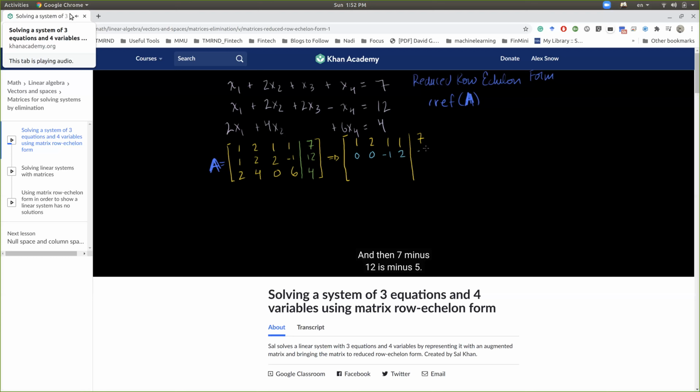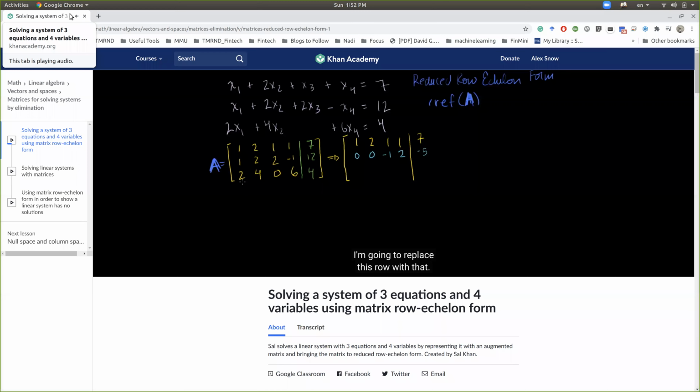All right. Now I want to get rid of this row here, or I don't want to get rid of it, I want to get rid of this 2 right here. I want to turn it into a 0. So let's replace this row with this row minus 2 times that row. So what I'm going to do is this row minus 2 times the first row. I'm going to replace this row with that.